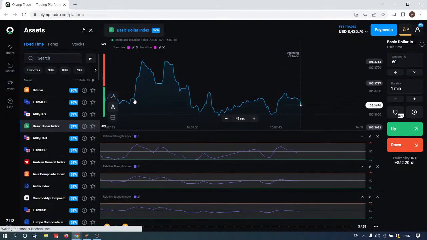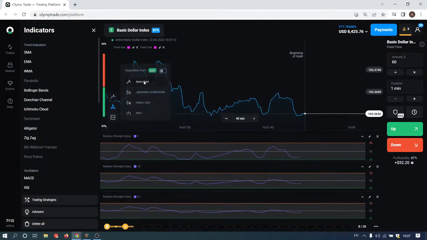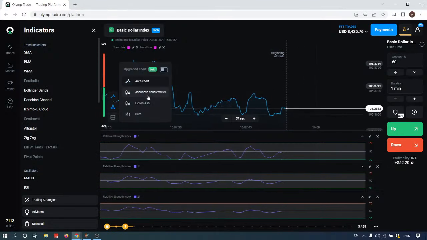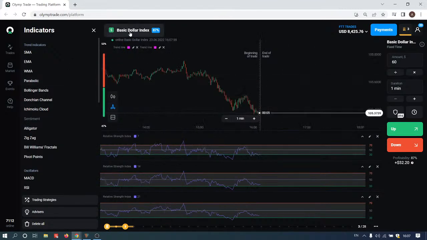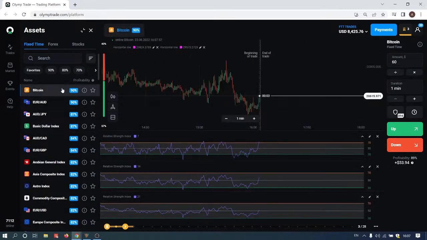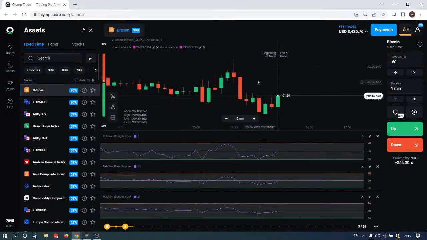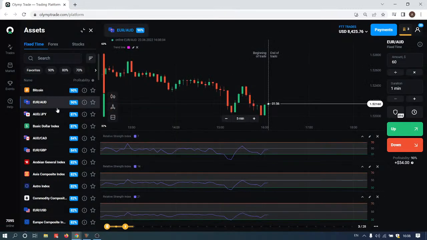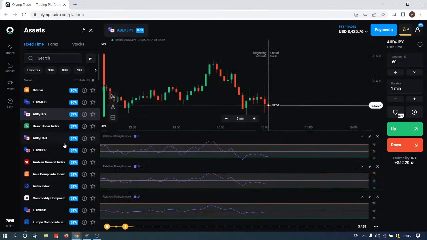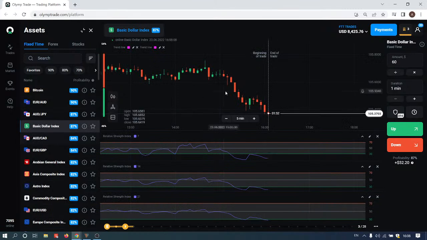Just strange. Right, area chart. No, hold on. It has to be Japanese candlesticks chart. Like I said, some of these assets are not available for everyone because they are being tested, right? So we have a number of assets which are currently undergoing testing.